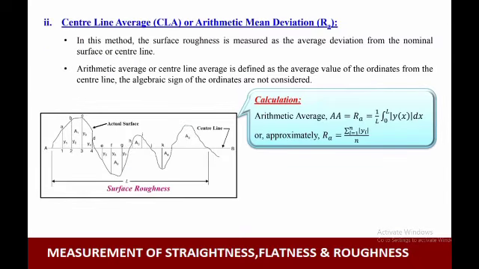Next is the center line average, CLA, or arithmetic mean deviation, Ra. In this method, the surface roughness is measured as the average deviation from the nominal surface or center line.